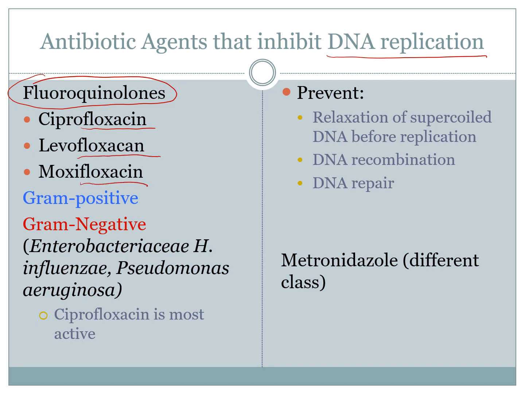They're basically agents that interfere with the ability for the bacteria to go through binary fission. So if they can't replicate their DNA, then they can't replicate themselves. So it stops the actual multiplication. Now these particular drugs are very, very broad spectrum, and they can treat a huge variety of infections.